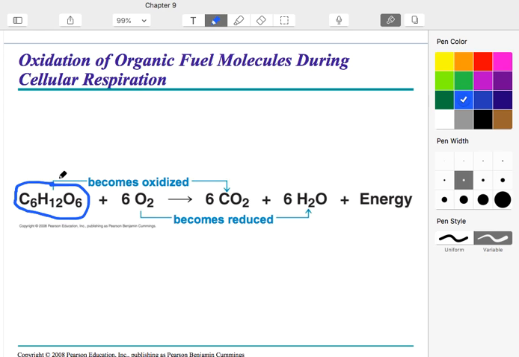Oxygen here becomes reduced, meaning reduction occurs, meaning it gains electrons. It goes from zero to negative two because it gains electrons, that's why it becomes reduced. So oxygen is the oxidizing agent. In the case of carbon, you can infer that it becomes oxidized because it loses electrons. So the process involves oxidation and reduction, and the combination of oxidation and reduction we call a redox reaction.